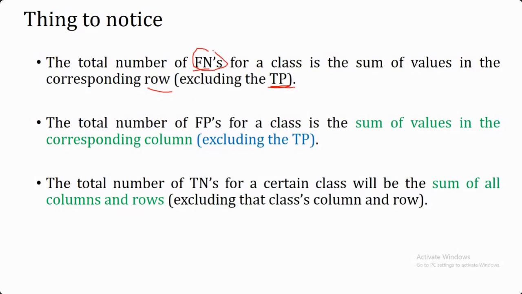In order to calculate your false positive, we are going to perform the summation of your column. That means the instances which your model is predicting as positive, but actually it was negative. Next, your true negative is going to be the summation of all the values except the row and column.